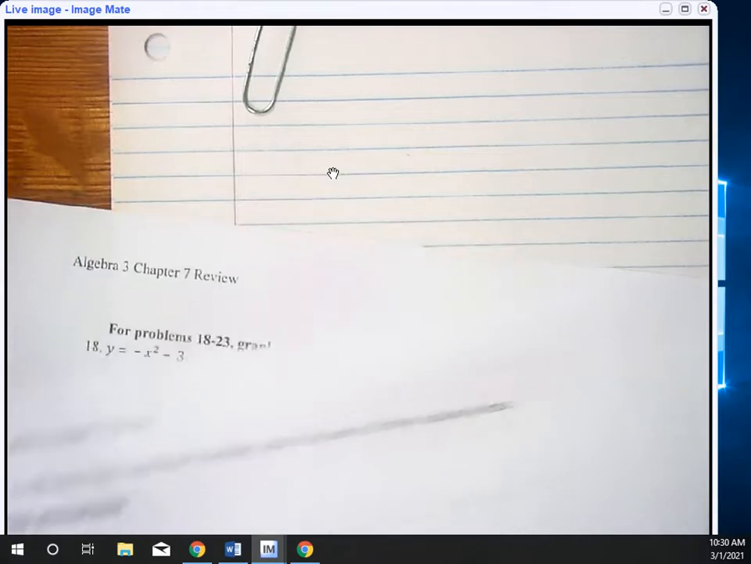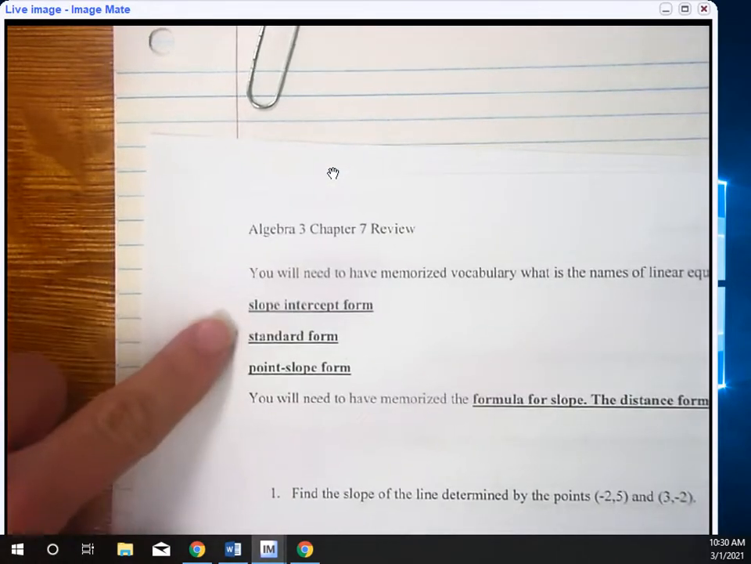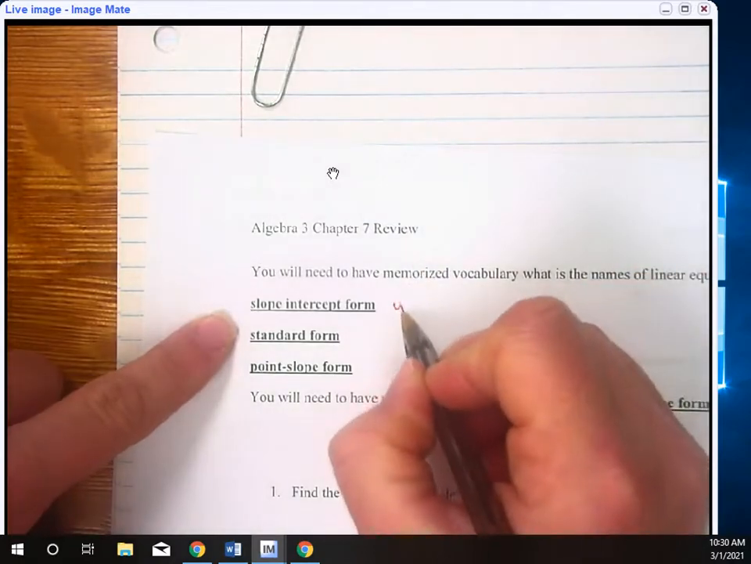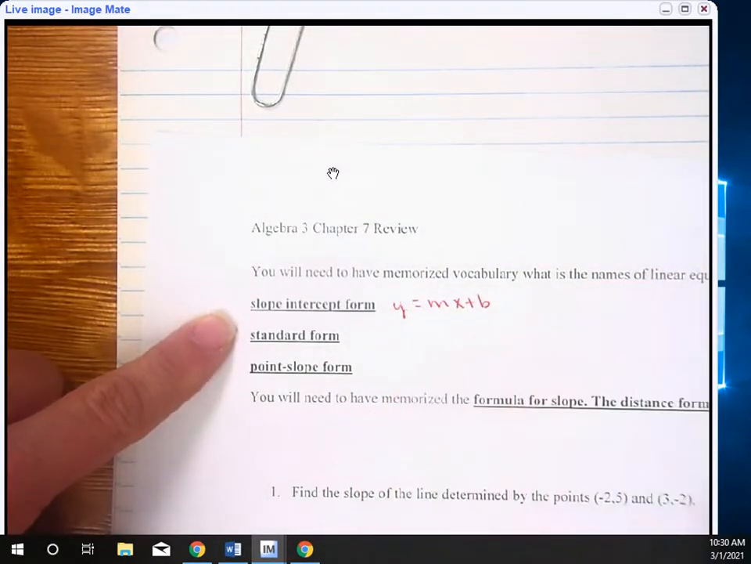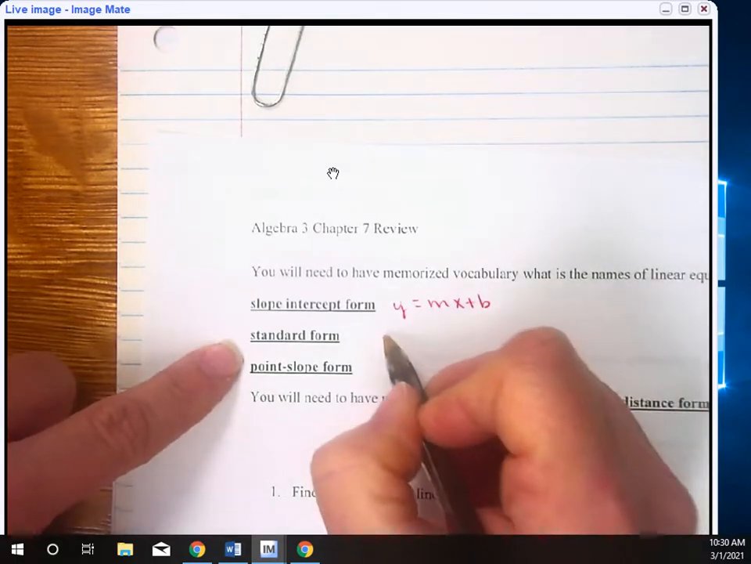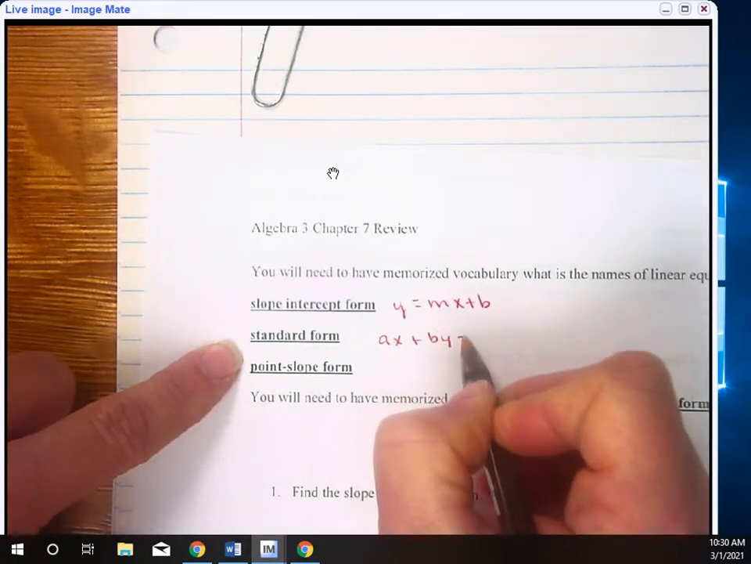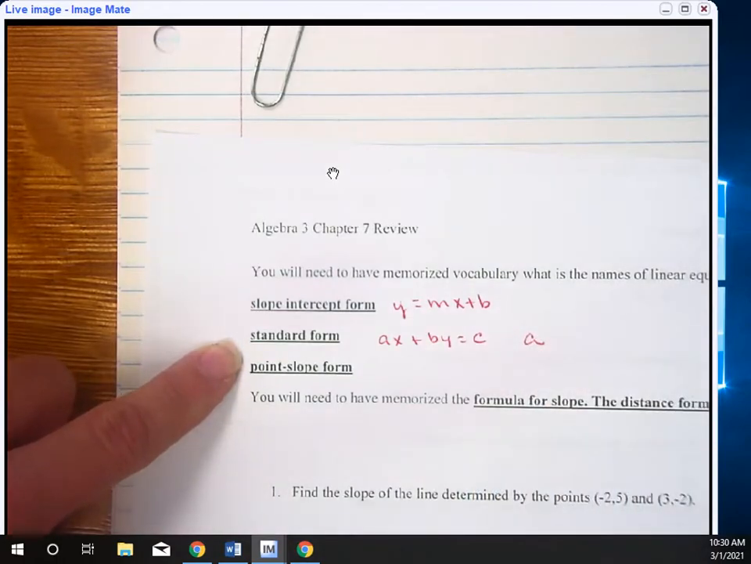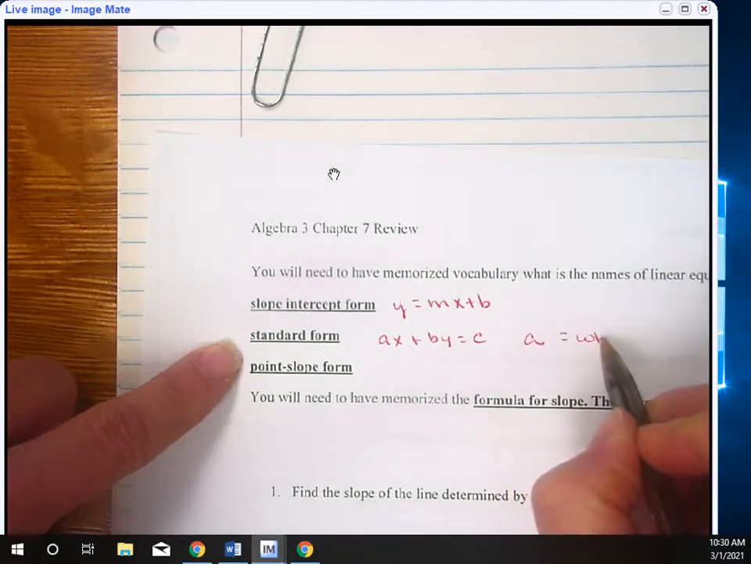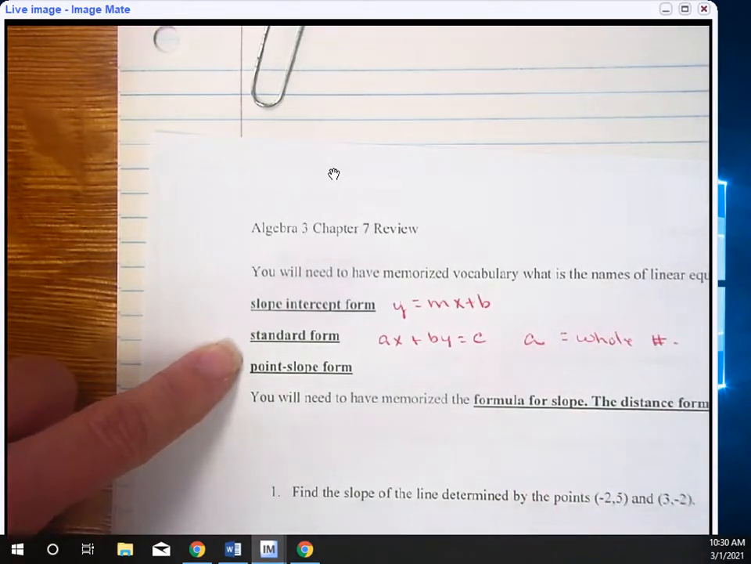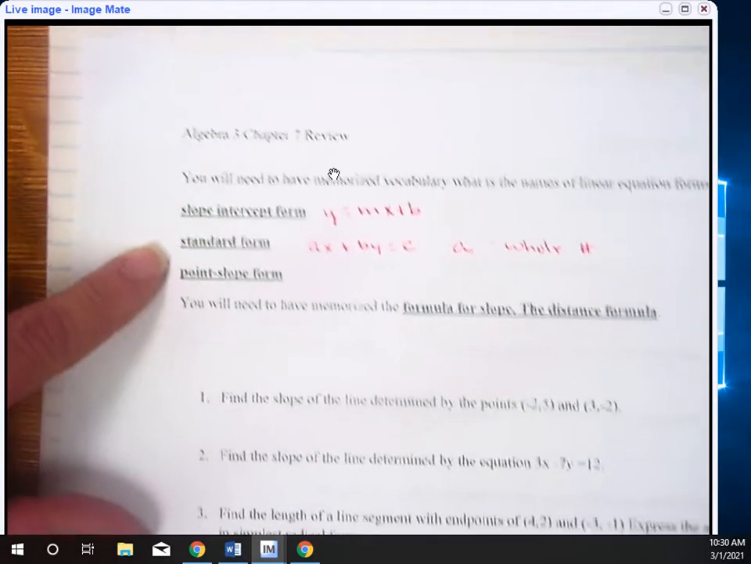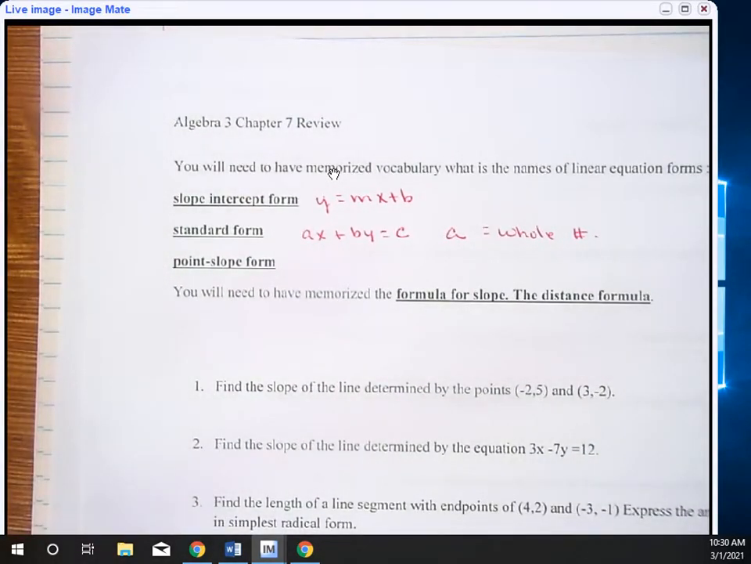All right. The first thing you are going to have to know is that slope-intercept form means y equals mx plus b. Standard form means that x and y are on the same side, but there's a catch. A has to be a whole number. Now, what does that mean to you, that A is a whole number? You've got to remember the definition of a whole number. What's a whole number? It's not a fraction. No fraction, no decimal, and no negative. Yeah, it's not an integer.